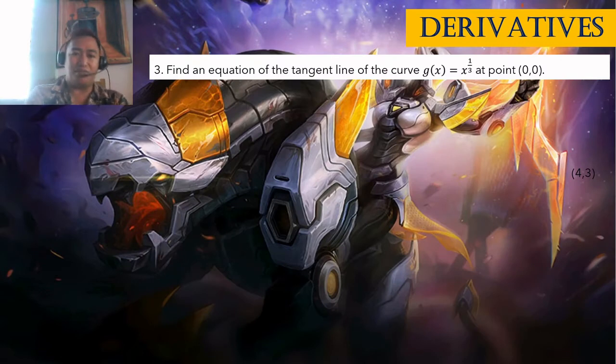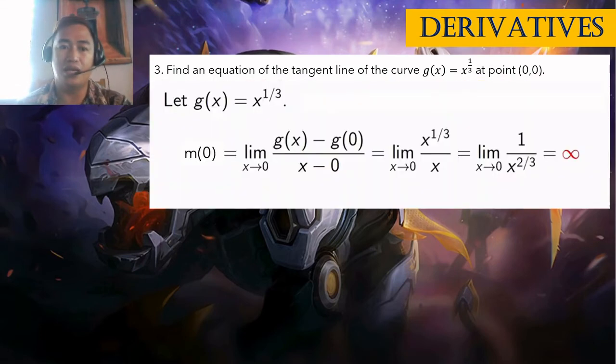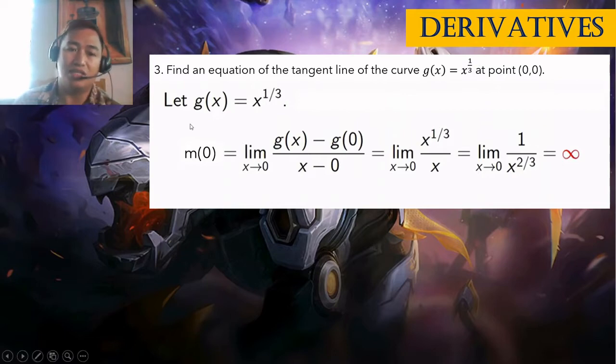Okay, next, number 3. Find an equation of the tangent line of the curve g of x is equal to x to the 1/3 at point 0, 0. Okay, naa na naman tayo point daan class. So, di ba m of x sub 1 man tayo. So, ato lang i-equal ni m of 0 na atong i-solve. Diretso. So, let g of x, ganyan mo na ni siya, no?